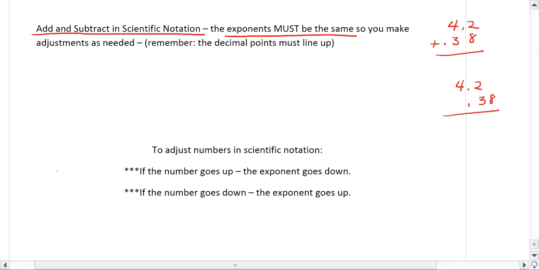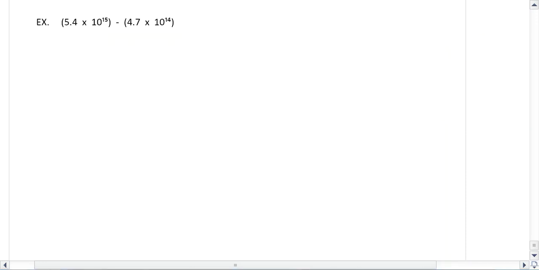So this is kind of what I was saying in the previous examples, but I didn't put it into words. So this is very handy to have in your notes. When you're making these adjustments, if you're making the number go up, you're making it bigger, the exponent has to come down. And vice versa, if you're making the number smaller, making the number go down, then you have to raise your exponent. Okay, very important. Please know this. And you're just going to have to remember this for your science classes because you will be dealing with numbers in scientific notation. So let's look at an example.